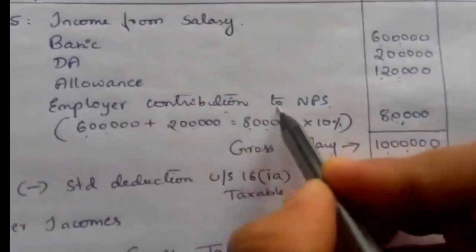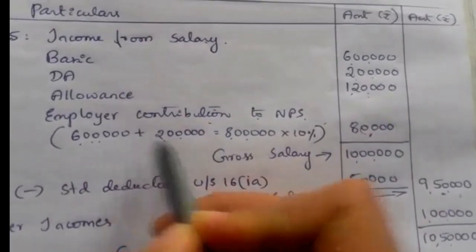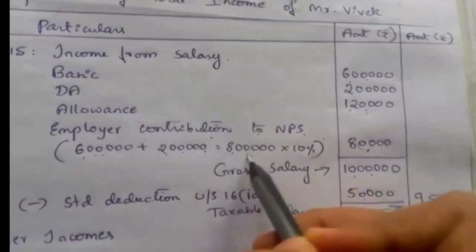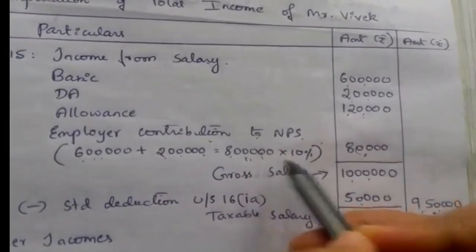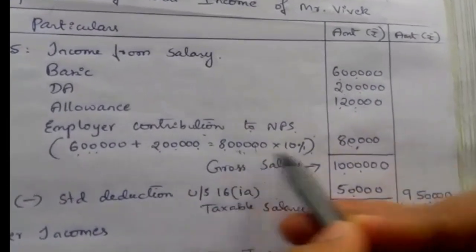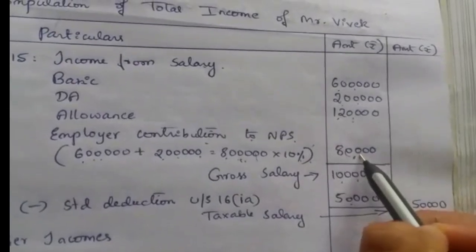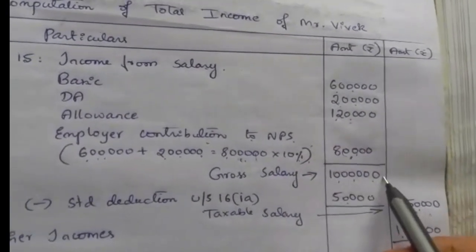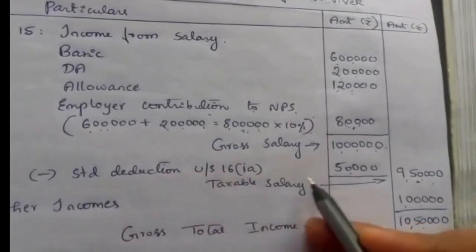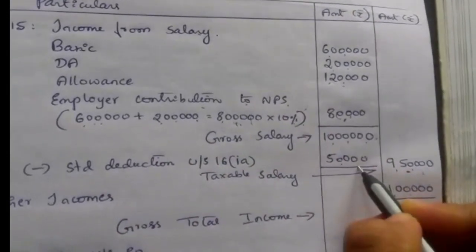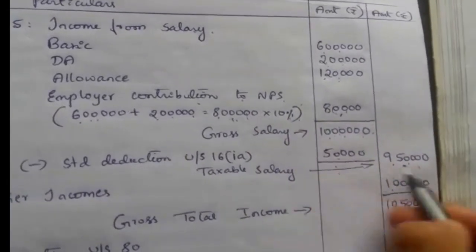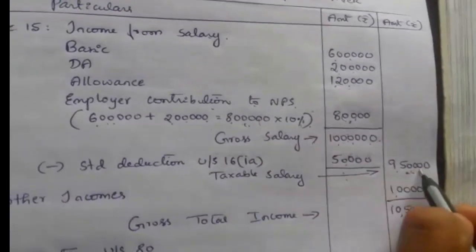So for employer contribution to NPS, 6 lakh is the basic salary plus 2 lakh is DA, total 8 lakh is his basic salary. Of the 8 lakh, 10% is the employer contribution, so 10% is equal to 80,000. So gross we will get 10 lakh. Standard deduction he can claim under section 16(ia), that is 50,000. So the net amount is 10 lakh minus 50,000, equal to 9 lakh 50,000, which is the taxable salary.